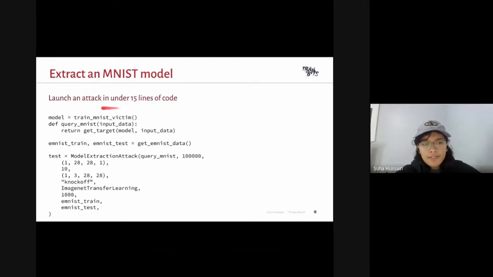So in the first part of this example, a query function is created for a PyTorch Lightning model included within the library. This part will vary depending on the structure of the system in question. The victim model here is a standard fully connected neural net trained on MNIST. Next, the eMNIST, or the extended MNIST dataset, is obtained in order to see the attack.